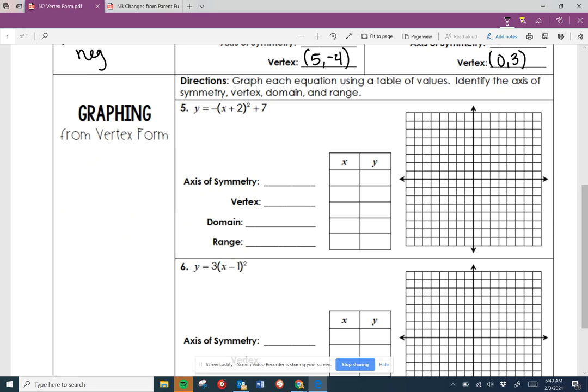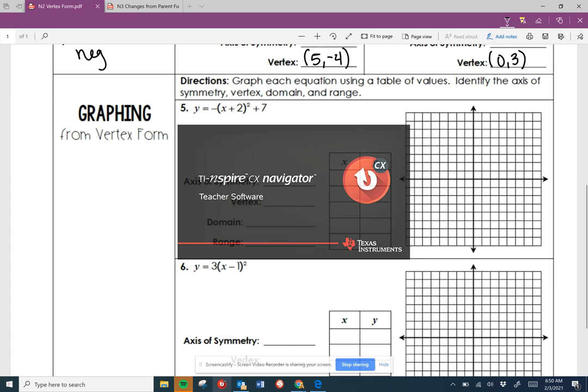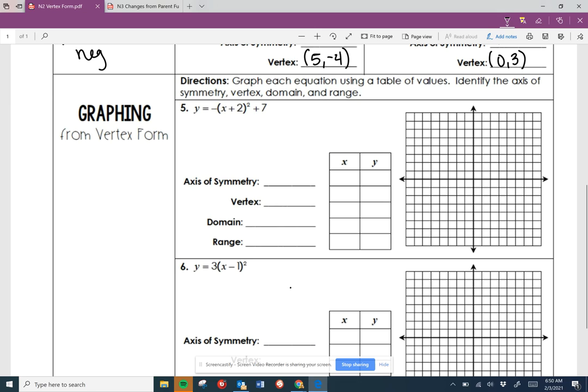Okay, so as you can see, we still have our a, h, and k values. I'm going to open up my calculator so we can get the table going in a second. Our a value is negative 1, and you should remember from standard form, if your a value is negative 1, your quadratic is going to open up downward. Our h value says plus 2, so if it says plus, we have to pull out a negative. So it's going to be negative 2, and then our k value is going to be 7.